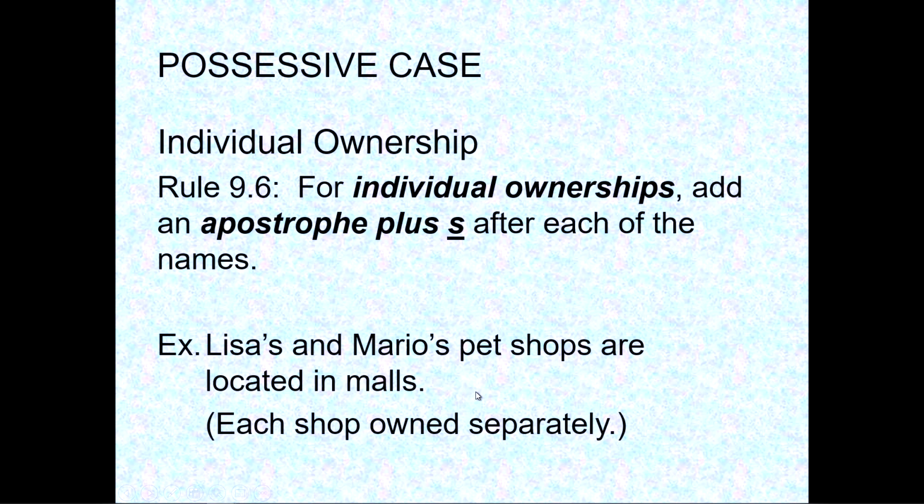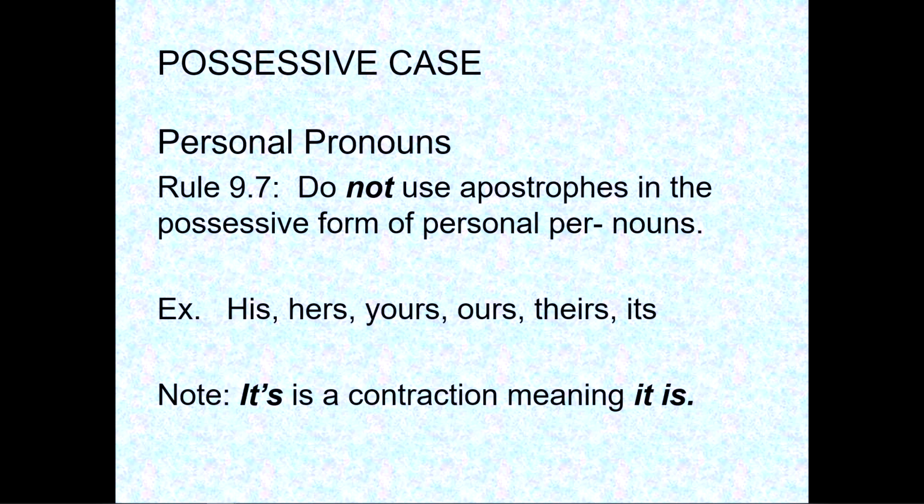If you really want to show parallelism here, you would say Lisa's pet shop and Mario's pet shop both are located in malls. That would be better written than what you have here. Lisa's and Mario's pet shops are located in malls. This is not wrong, but it's far from being parallel. Each shop owned separately. This is rule 9.6. Here we go. Lots of rules here.